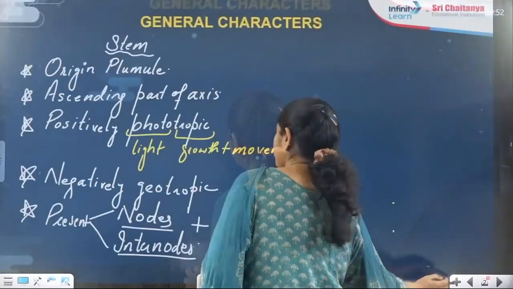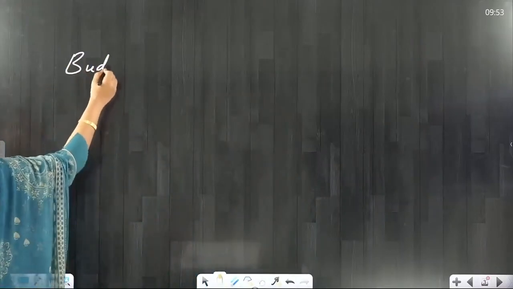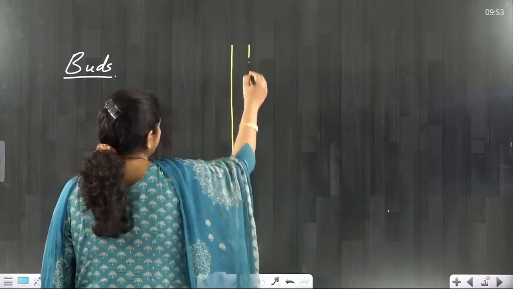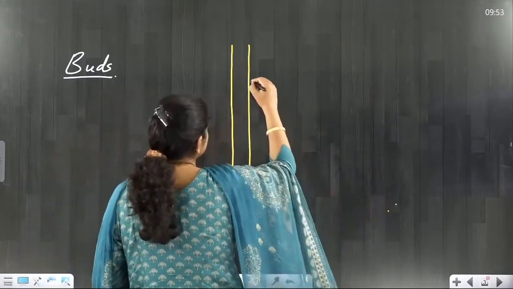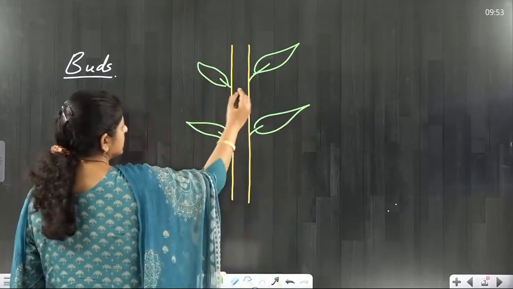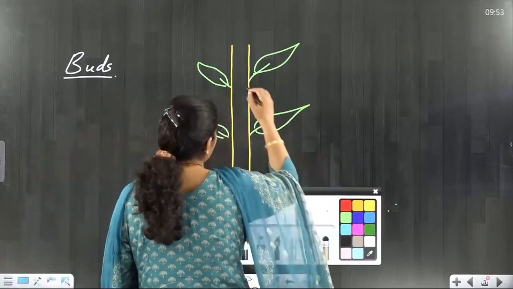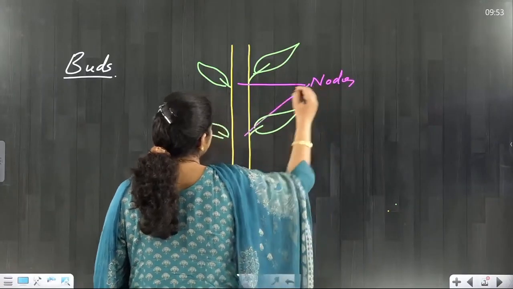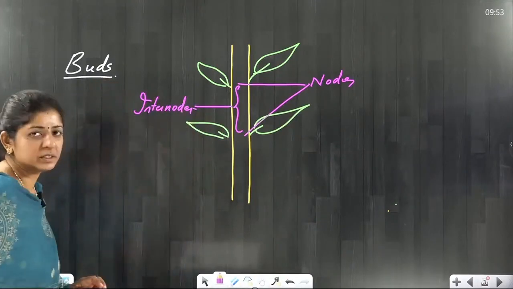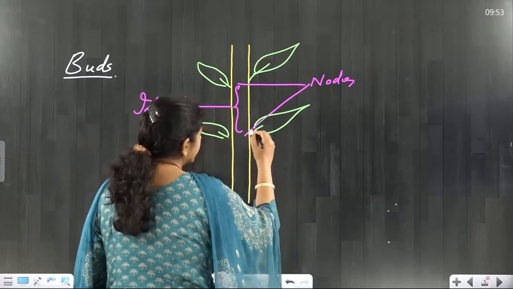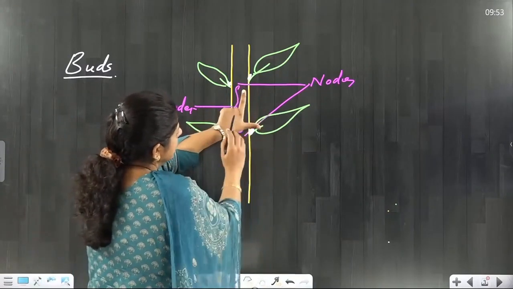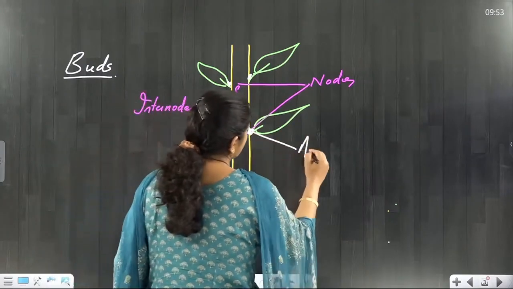I am taking the next slide for the buds. To understand the buds, you must know one point: in the stem we have the node part. The node part is where the development of leaves happens. This region is the node part, right? And between the nodes, what is present? This will be the internode, right? Now, what are buds? A bud is a leftover meristematic cell which is present between the angle of the stem and the leaf. Between this stem and the leaf, in this angle, what is present over there? Axillary bud.